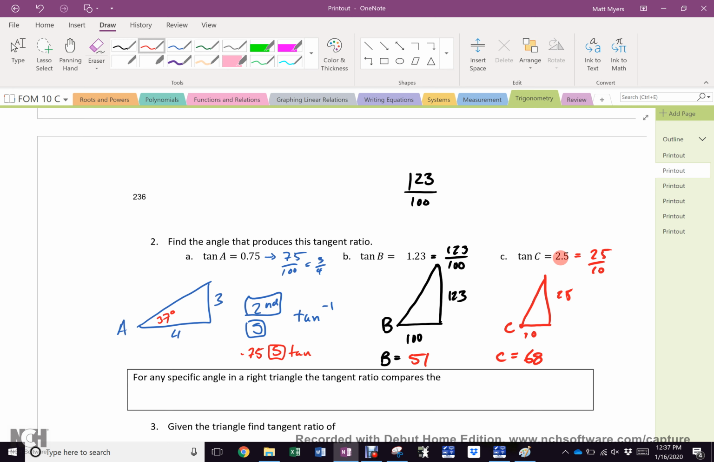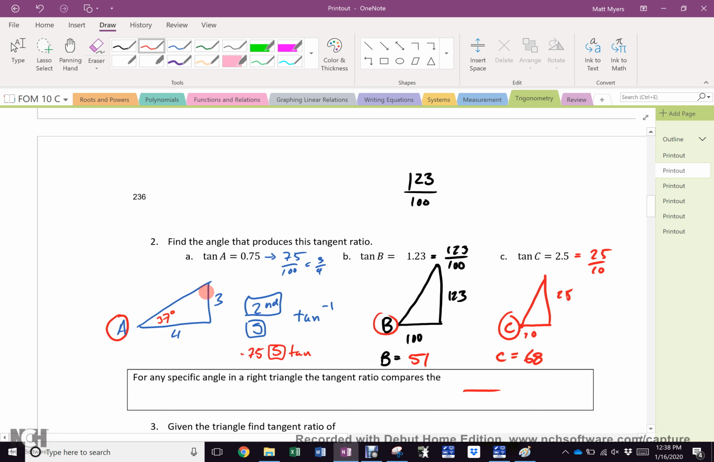Okay. So now we got to be smart about this. We know it compares the legs, right? We've already talked about that. But specifically, it compares them in a specific order, doesn't it? If this is my angle, A, B, or C, what went in the numerator spot? The vertical one or the horizontal one? The vertical one, yes? And the horizontal one always went in the denominator, right? Everyone agrees?